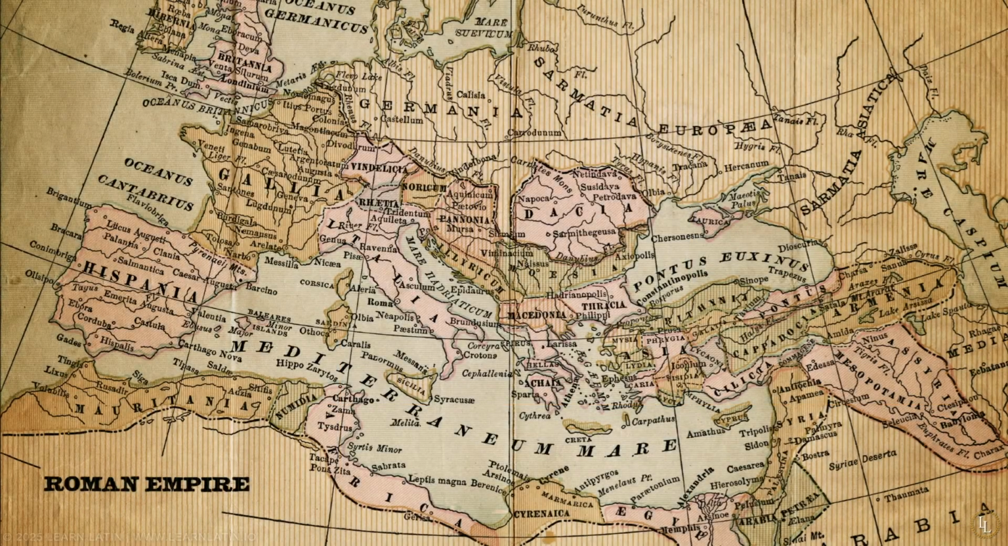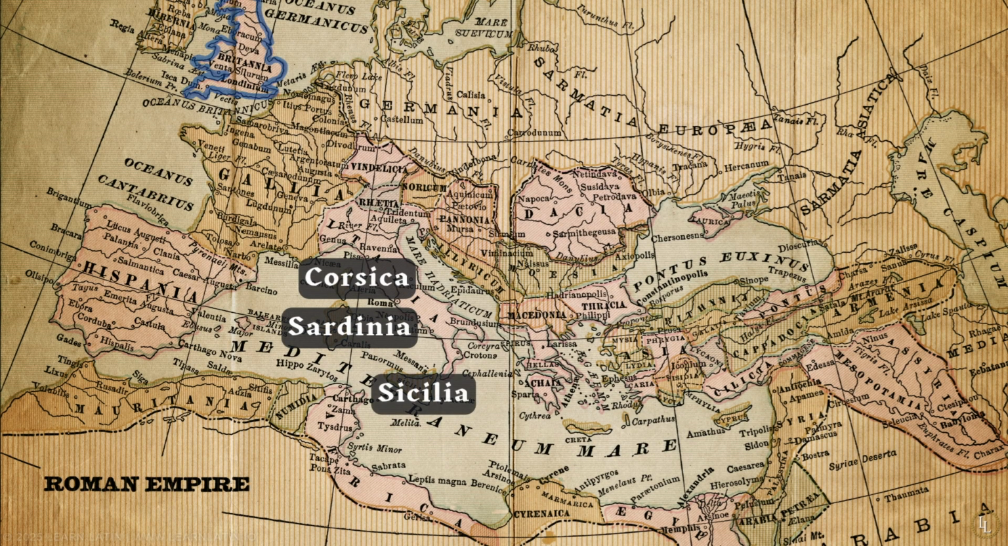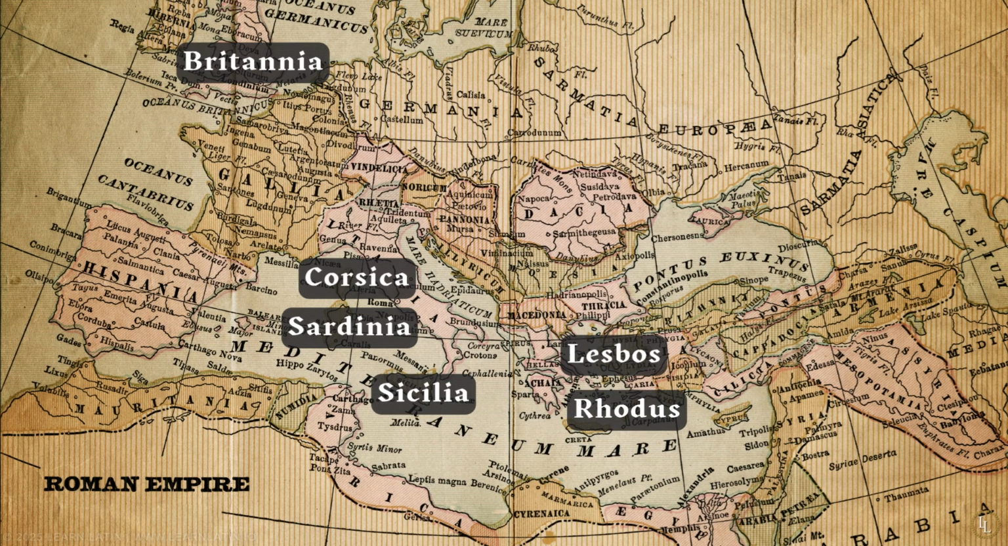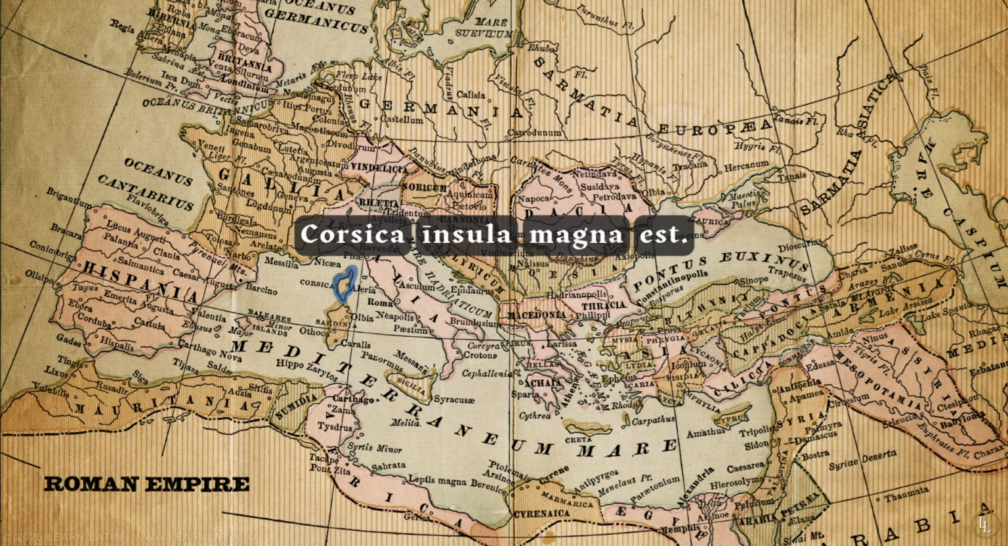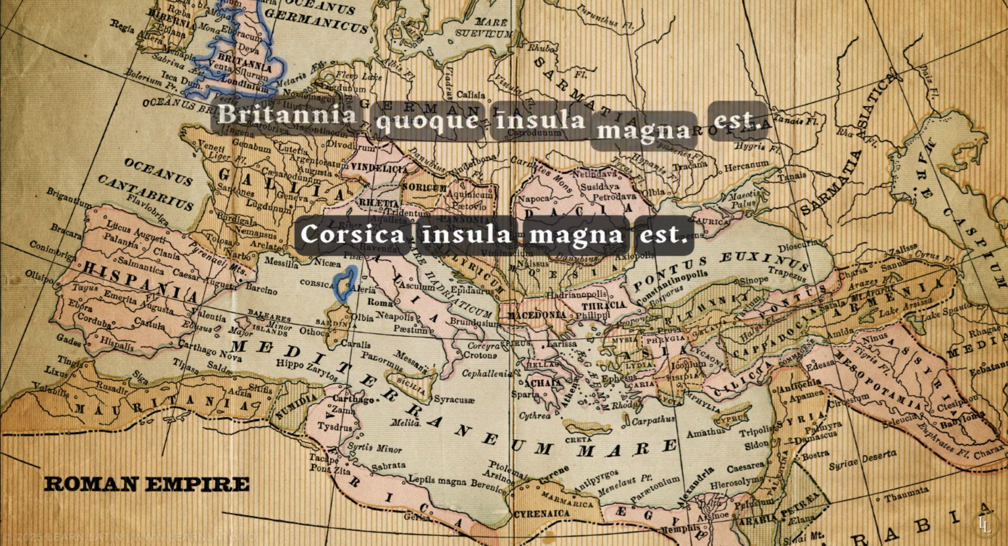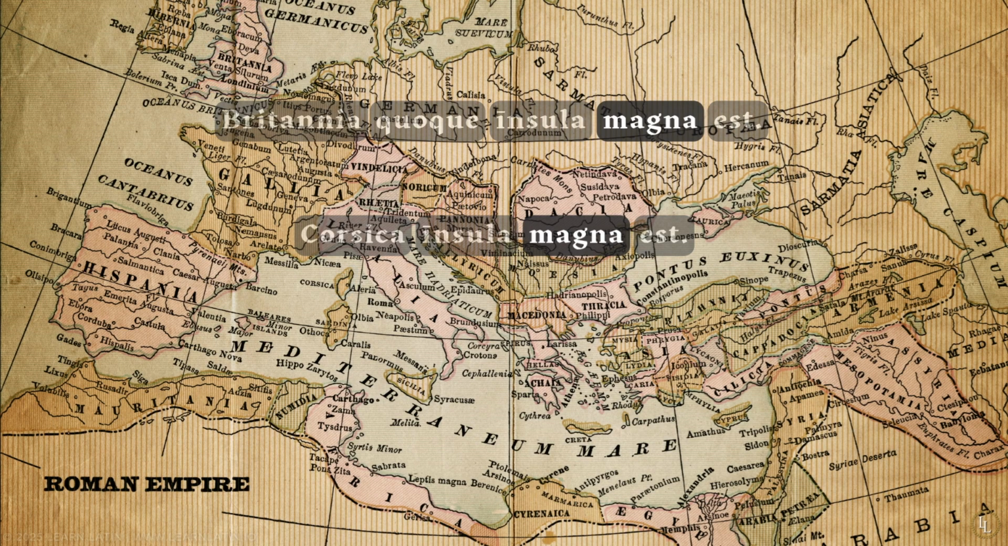In the Roman Empire, there are only a few large islands: Corsica, Sardinia, Sicilia, Britannia. But there are many small islands, especially in Greece, like Lesbos, Rhodos, and many others. We can now say, Corsica insula magna est. Britannia quoque insula magna est. Can you guess what magna means here?